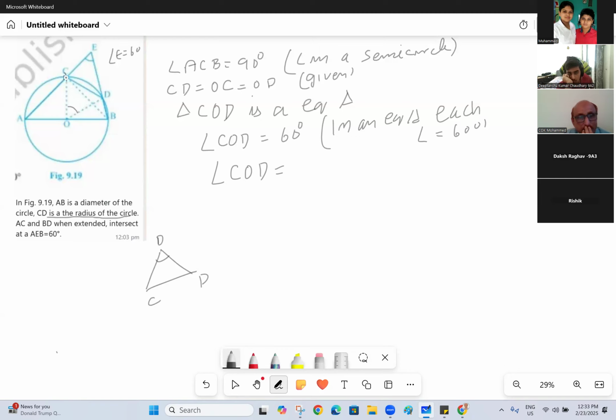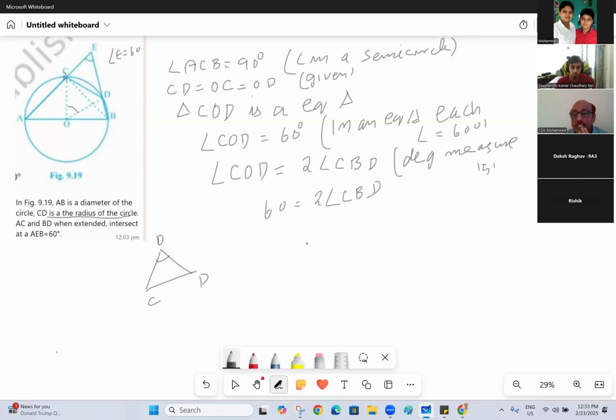You go to C, COD. Go to any point on the circle and come back to D. Which is that? CBD. Twice angle CBD. That is the degree measure theorem. Yes, sir. 60 is equal to twice angle CBD.